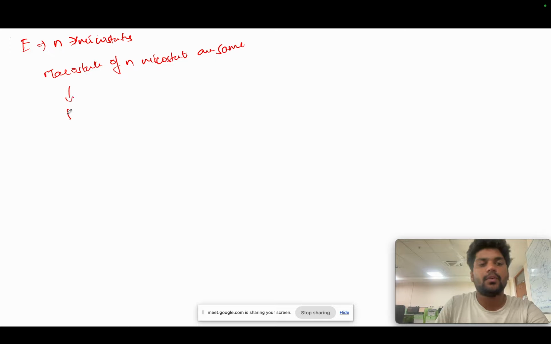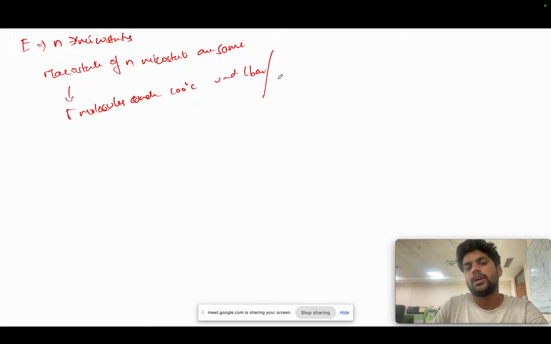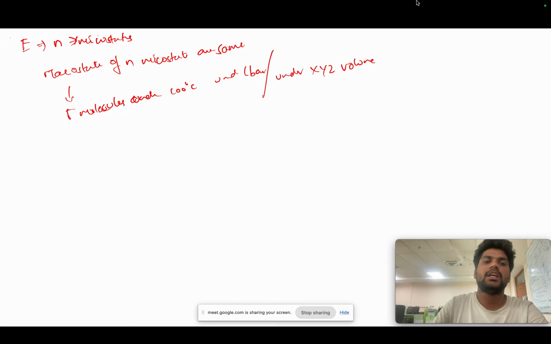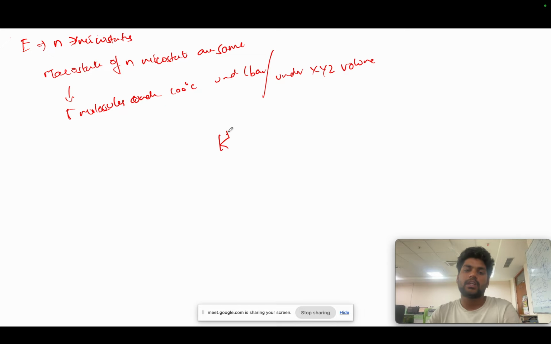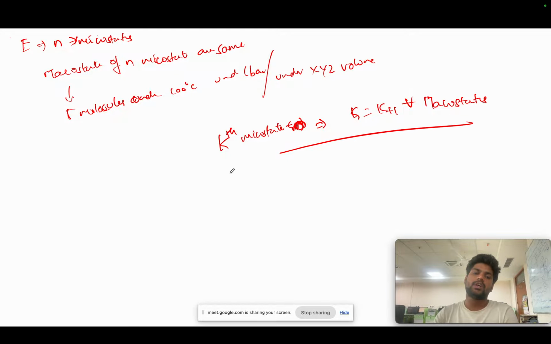So what does it mean? We have only 5 molecules under 100 degrees Celsius, under 1 bar, or under XYZ volume. If you take any random kth microstate belonging to the n microstates, it gives the same macrostate for all m macrostates. So this is what I'm saying. But if you come internally, there is a difference.